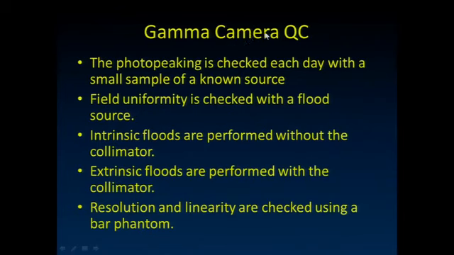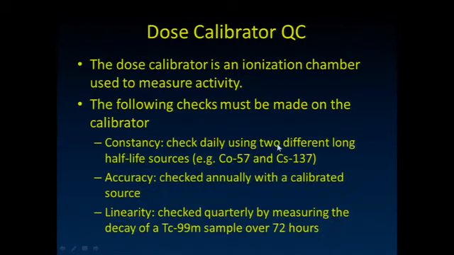We do some quality control with our gamma camera. We want to make sure that we're photo peaking correctly by using a small sample of a known source like technetium. We do a uniformity with a flood source. We do that with the collimator in place. That's an intrinsic, without the collimator in place is an intrinsic flood. With it in place, an extrinsic flood. We can check our resolution and our linearity using a bar phantom like this.